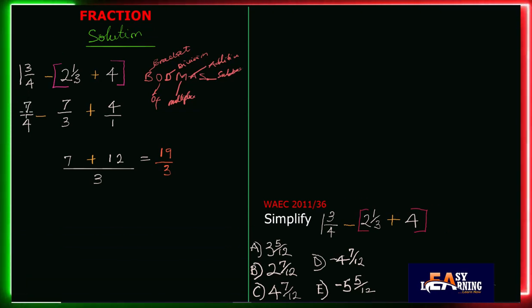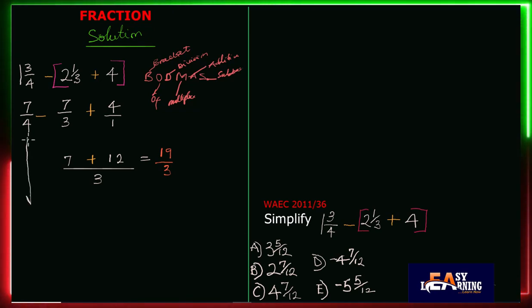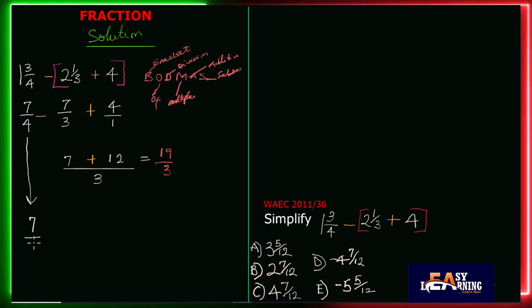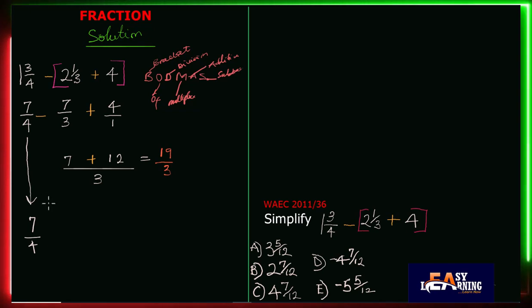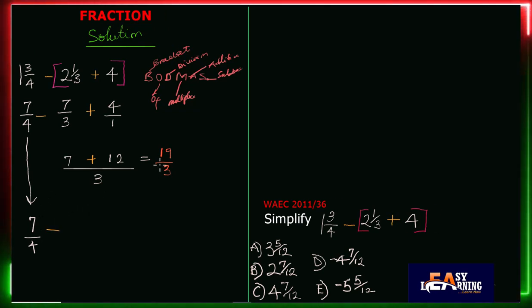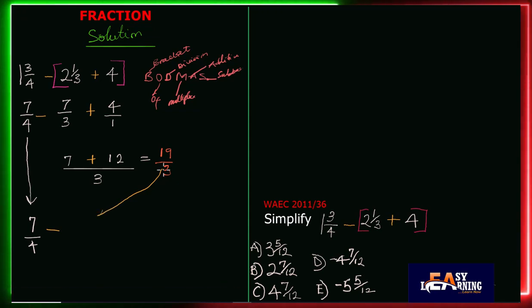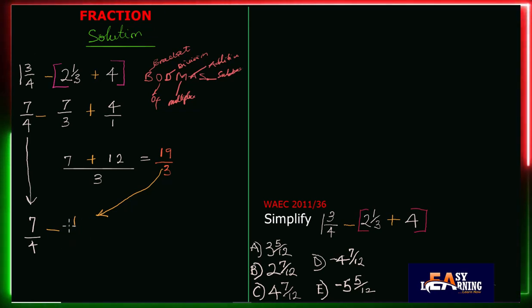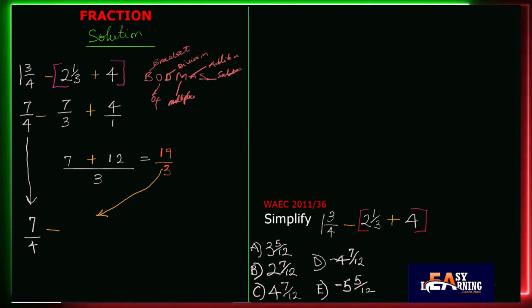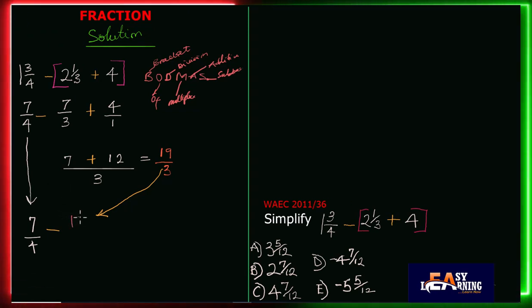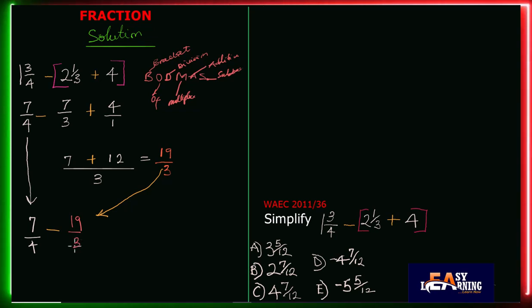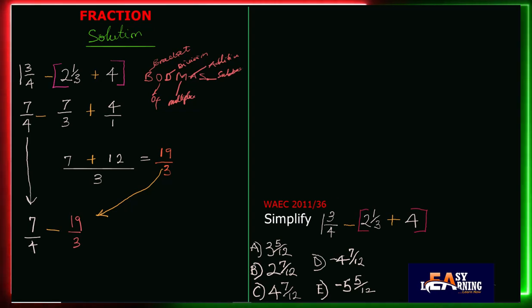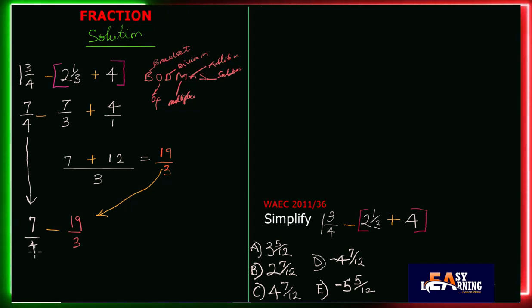Then we can bring this other fraction down here, and that will be 7/4 minus, and then of course we bring this fraction somewhere here now, and that will be 19 over 3. Great, 19 over 3. We move ahead to finish our solving now, and that will give us finding the LCM.